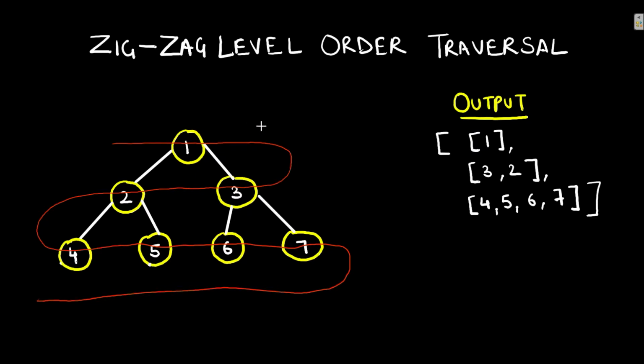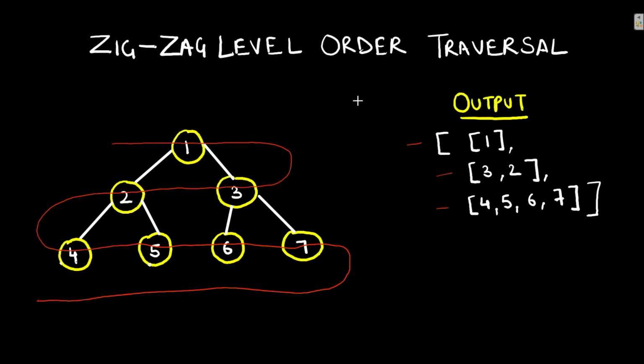So in the first level we will start with left to right, so we have 1, then we need to go from right to left, so we have 3 and 2, and again we need to go from left to right, so we have 4, 5, 6 and 7. So this is the question. Now it seems difficult but it is quite easy.